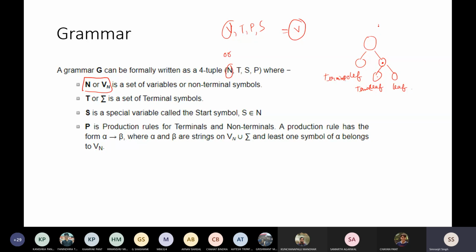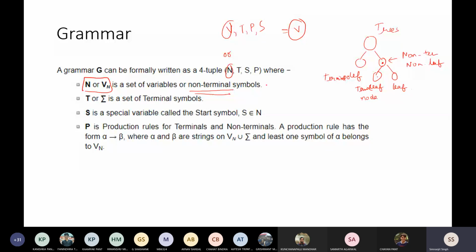In the context of trees, you call it a leaf node, or it can also be called a terminal node. Keep that in mind. And if it is not at the end, that node is a non-terminal node, or it is also called a non-leaf node. Based on the same context, the definition is defined here. It is just saying that V is a set of variables, and for the most part, these are non-terminal symbols.